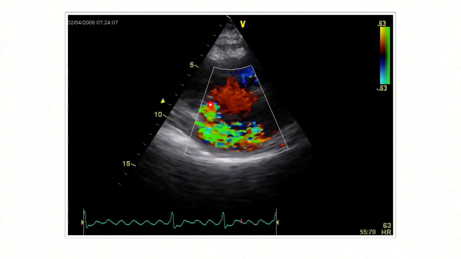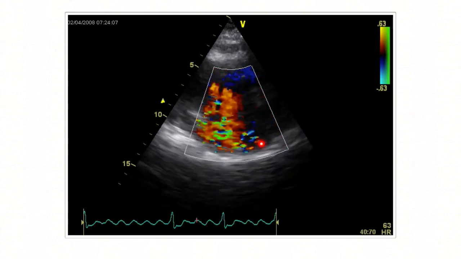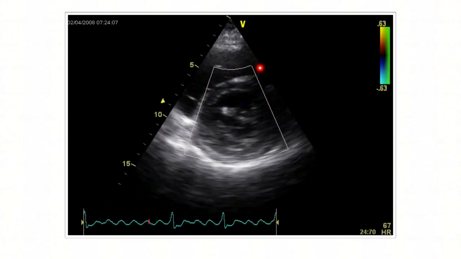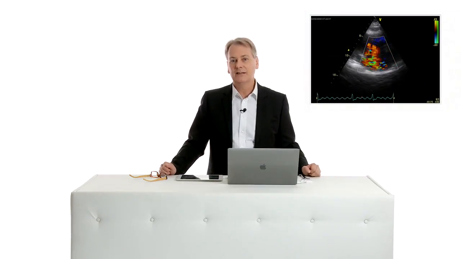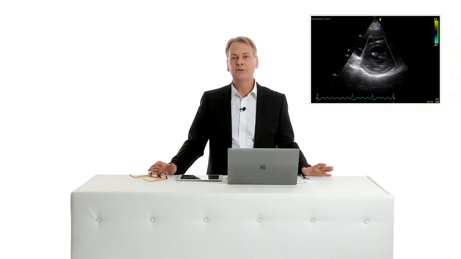Now, you see that the jet comes here and moves towards the middle of the ventricle. If you use a normal four-chamber view, you might not even see this jet. And this is why color Doppler in a short axis view is very important. It helps you to show where the origin of a jet is.